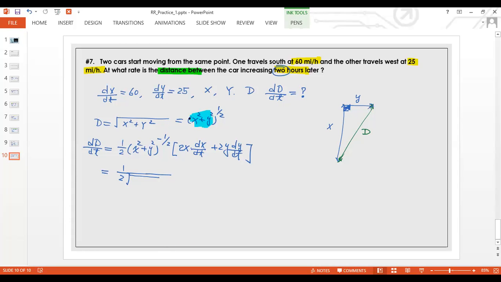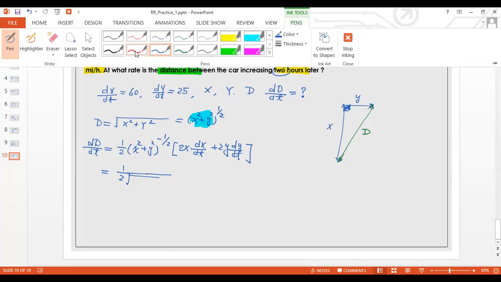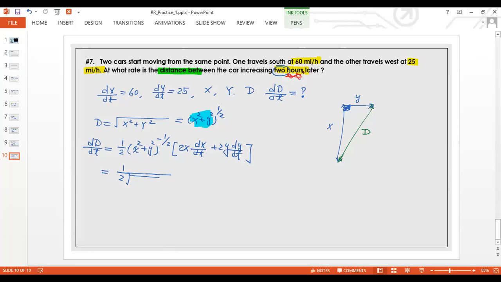Okay, so now let's take a look at x and y. In here, I don't have x and y. But we have one more condition we did not use: it's 2 hours. So think about it. If x travels 60 miles per hour, what is the x value after 2 hours? How many miles? 120, correct? At the same time, y is 25 miles per hour, so after 2 hours, it's 50 miles. Now we have all the values.